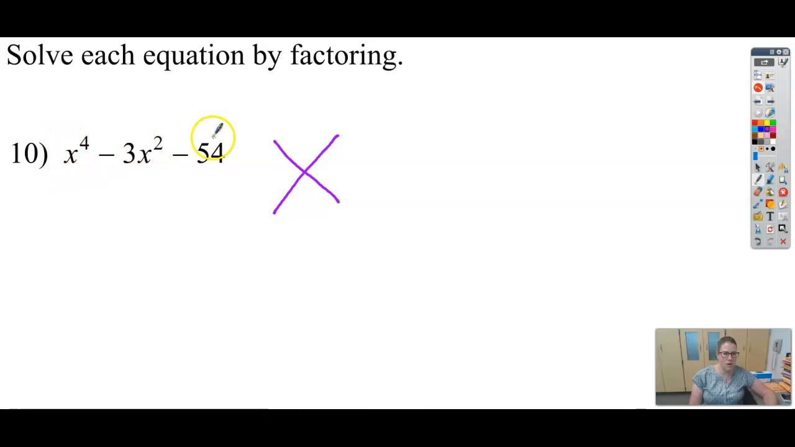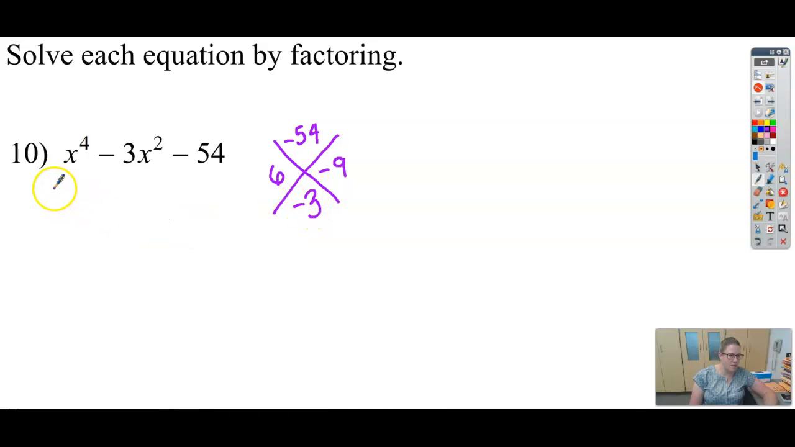So a is 1 and c is negative 54. If I multiply those together, I get negative 54. B is negative 3, so I'm looking for 2 numbers that multiply to negative 54 and add to negative 3. So this is going to be 6 times 9. Because my leftovers are negative, I want the bigger number negative, right?